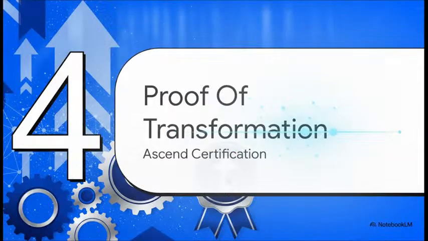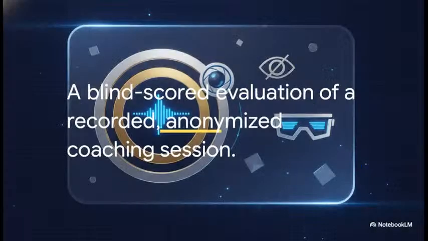And that brings us to our 4th and final pillar, proof of transformation, the Ascend certification. So we've talked a lot about the tools and the architecture today, but how do we actually validate this entire system? How do we definitively prove that a coach can execute this at a world-class level? Well, the answer is the Ascend certification.